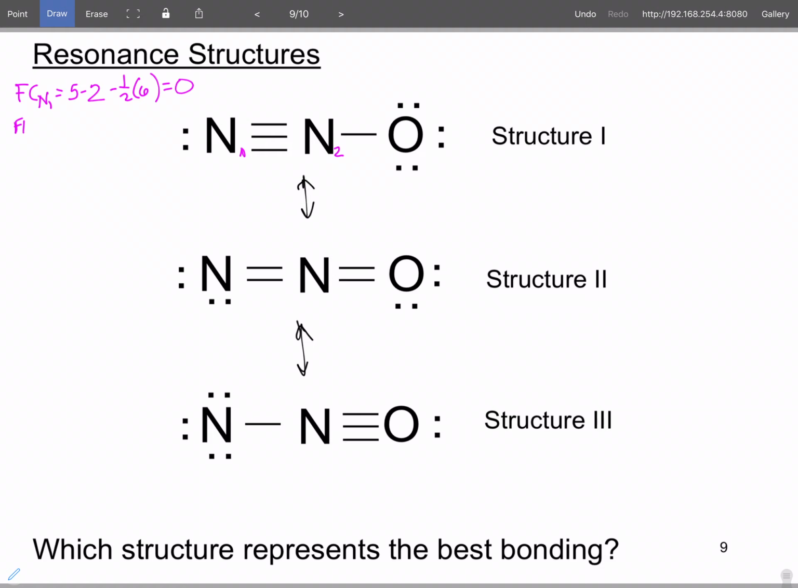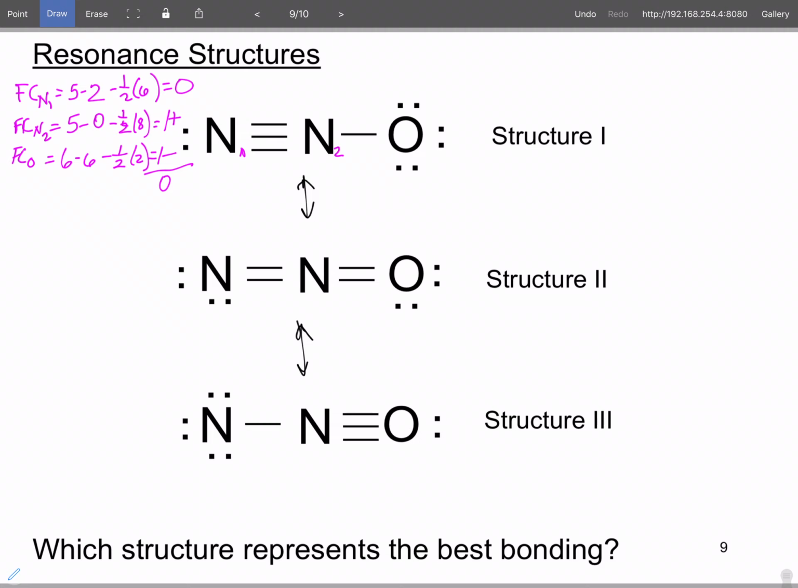The second nitrogen has, again, 5 valence electrons, has 0 non-bonding electrons, and has half of 8 electrons, so it's 1 plus. The formal charge of the oxygen is equal to 6 minus 6 minus 1/2 of 2, which is minus 1. So here we have formal charges of 0, plus 1, and minus 1. So remember, they should total to equal what the species has, which is 0. So let's go on and do structure number 2.